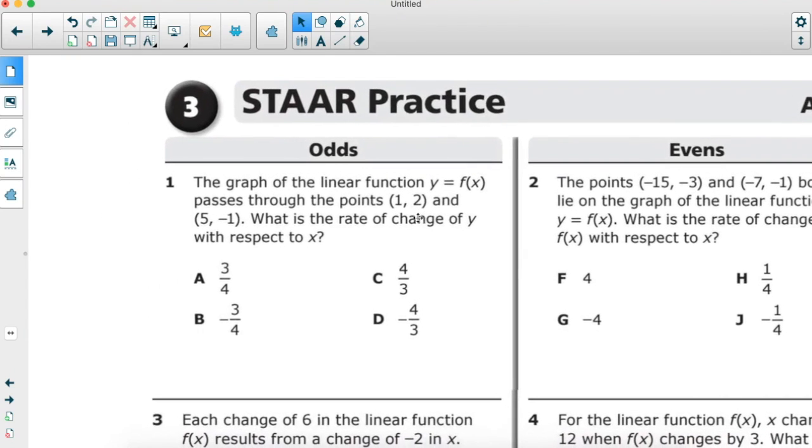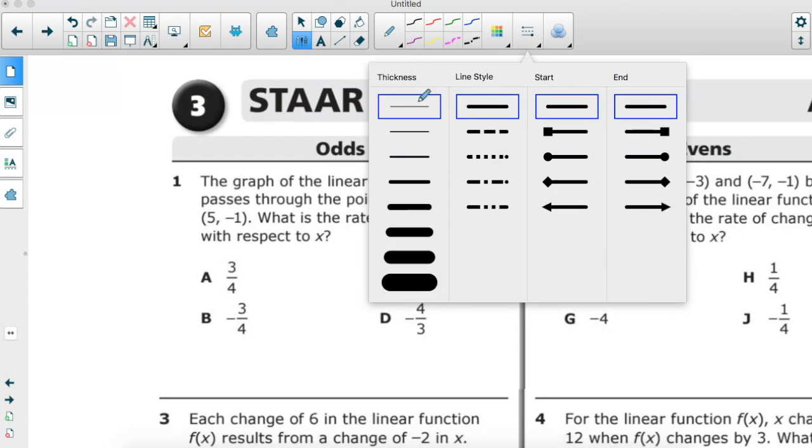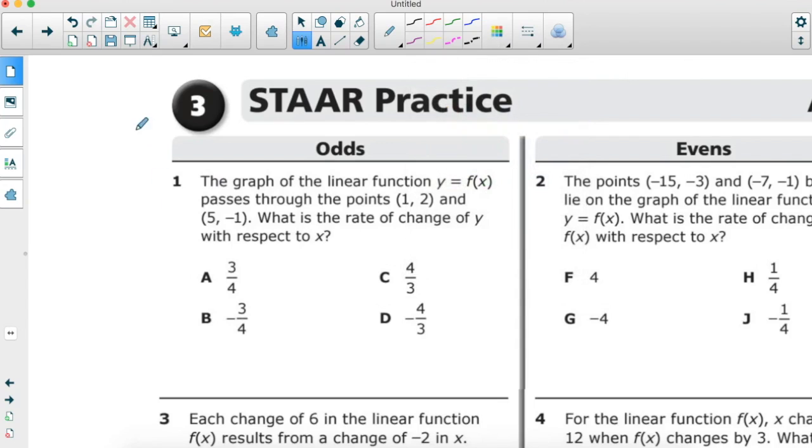Anytime you are asked to find the rate of change, what that means is they want to know the change in y over the change in x. So you want to look here, and I notice that my point is x is 1 and y is 2. And then right here you have 5 and negative 1, so this is x and this is y.